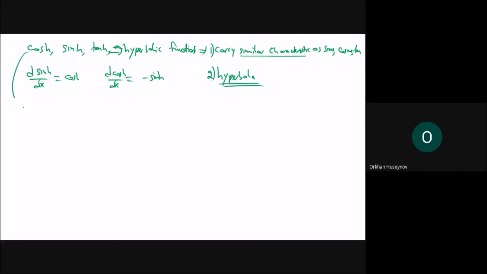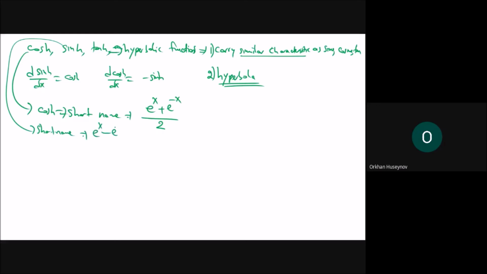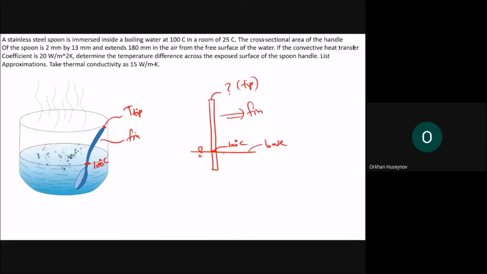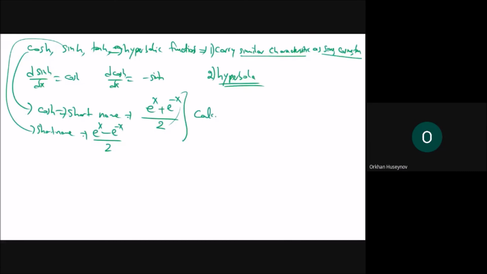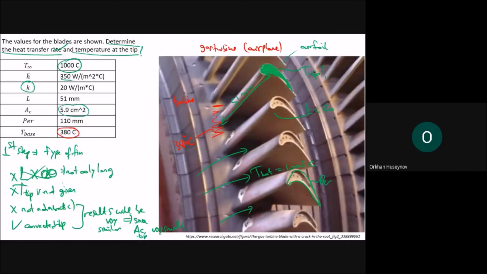And cosh is the short name for the function (e to the power of x plus e to the power of negative x) divided by 2. And sinh is the short name for (e to the power of x minus e to the power of negative x) divided by 2. For these, you can use any calculator. Scientific calculators will solve cosh, sinh, and tanh.